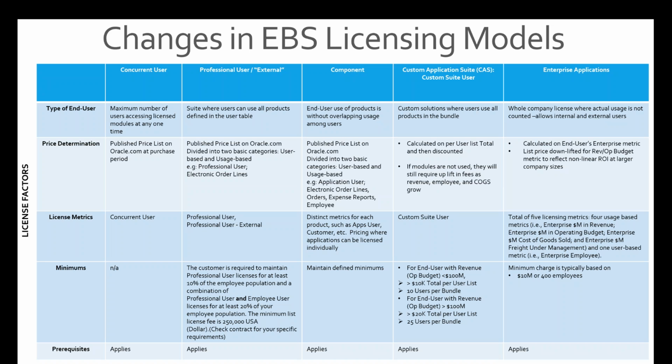So there are a total of 5 licensing metrics. 4 usage-based metrics, so enterprise revenue, enterprise operating budget, cost of goods sold, etc., and then an enterprise employee metric. There were minimums that customers had to comply with, and dependencies and prerequisites for modules still existed.